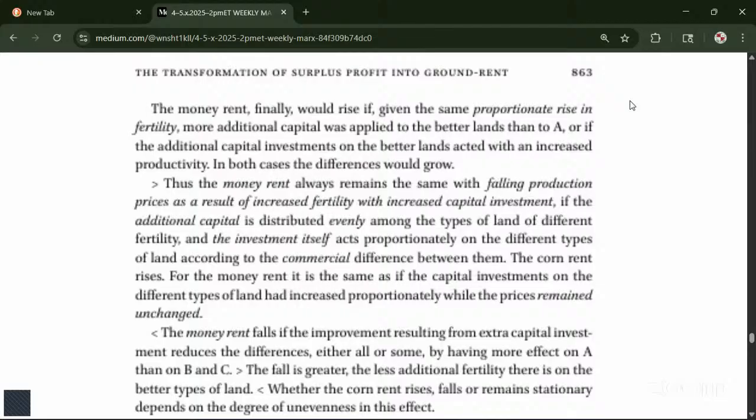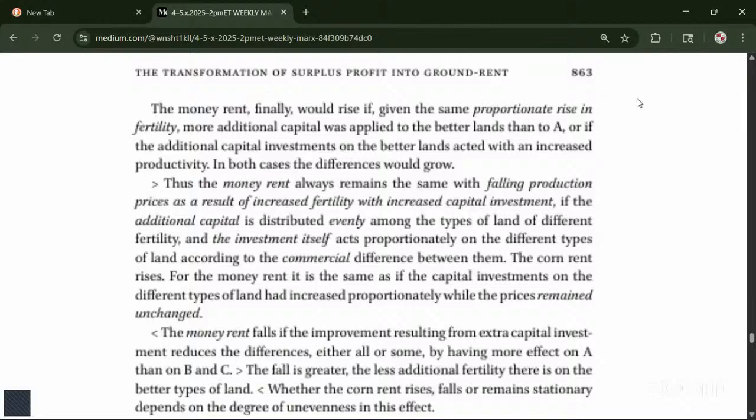If the additional capital is distributed evenly among the types of land of different fertility and the investment itself acts proportionately on the different types of land according to the commercial difference between them, the corn rent rises. For the money rent, it is the same as if the capital investments on the different types of land had increased proportionally while the prices remained unchanged.